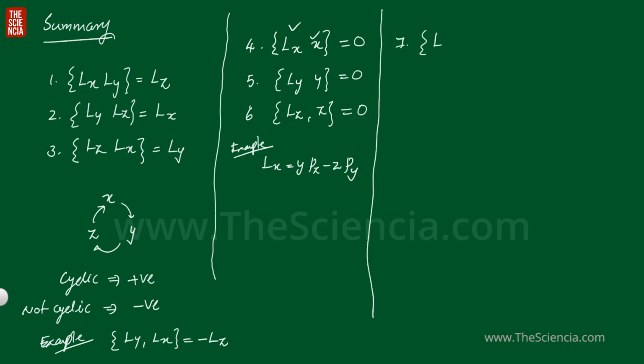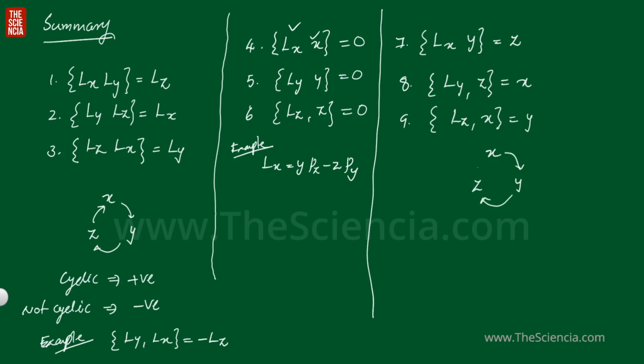Seventh one, the Poisson bracket of Lx, y will be equal to z. Eighth one, the Poisson bracket of Ly, z is equal to x. Ninth one, the Poisson bracket of Lz, x equals y. Here also the cyclic order is very important. The order will be x, y, z. See, x, y, y, z, z, x. Then in cyclic order, it will be positive. Otherwise, it will be negative. Okay.